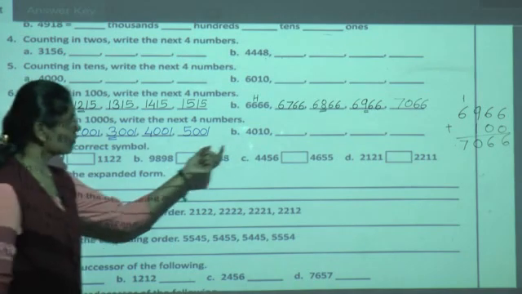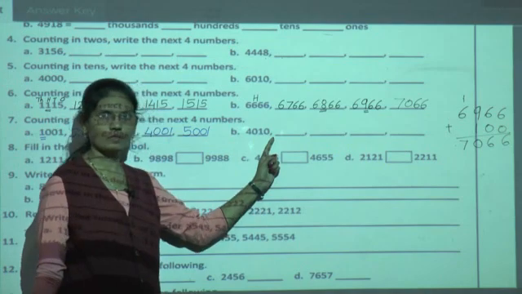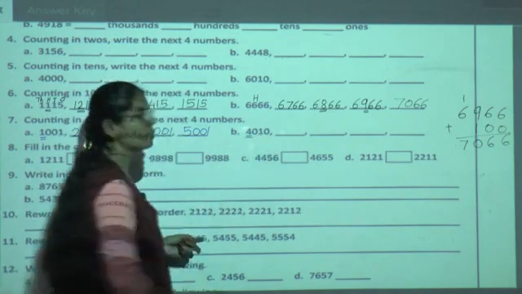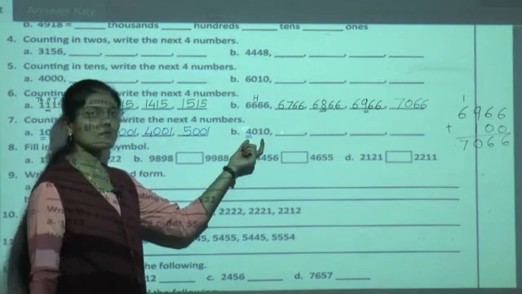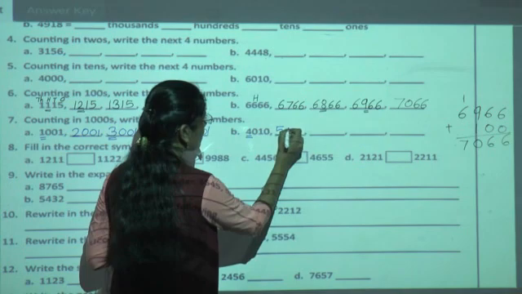Now here they have given one more example, we will see that also. 4010. Add 1000, see the thousands place digit. Here 4 is there. 4 plus 1, 5. So the next number is 5010.